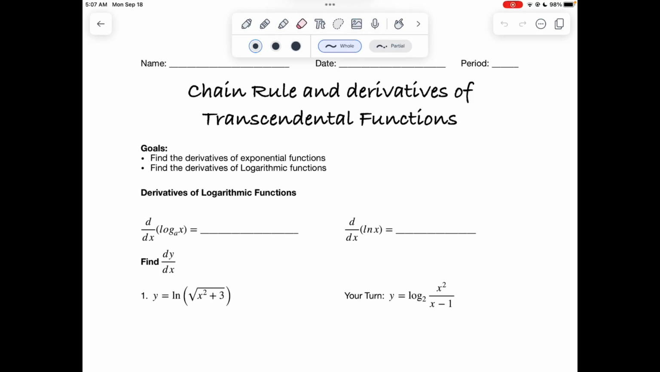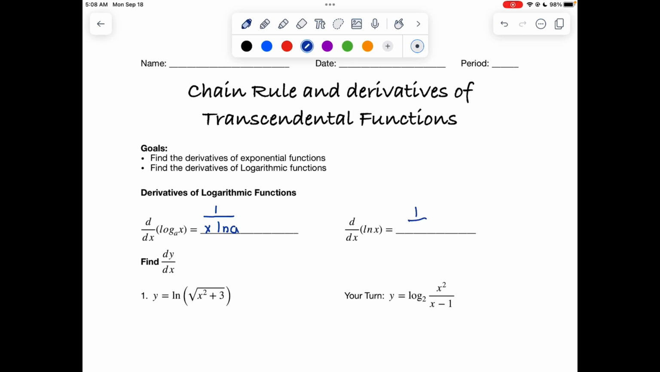Okay, today we're going to continue our knowledge about chain rule. I'm going to talk about the derivatives of exponential and logarithmic functions. So I'm going to start with the derivative of logarithmic functions. So let's say if we want to find the derivative with respect to x of log base a of x, that is going to be equal to 1 over x times the natural log of a.